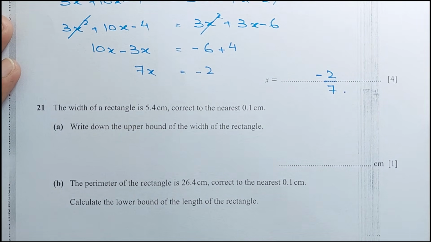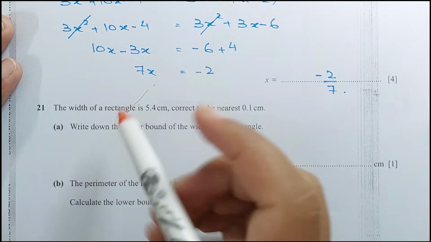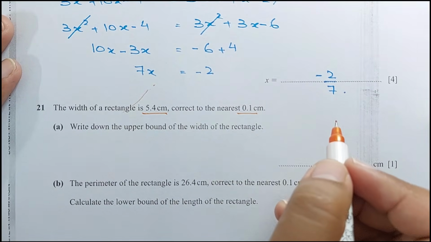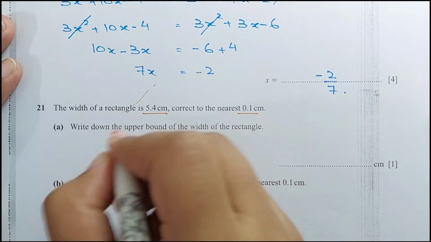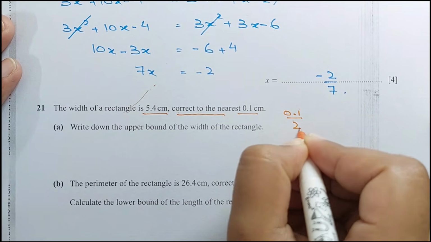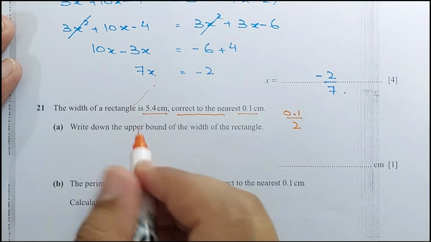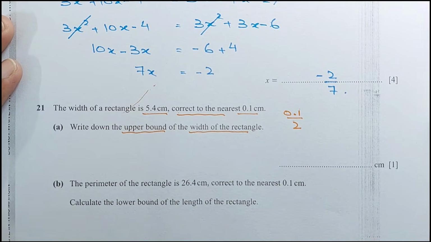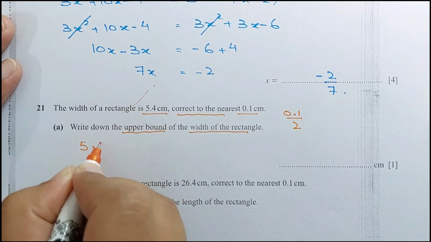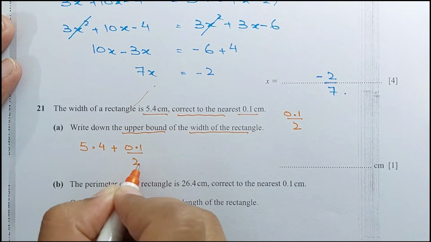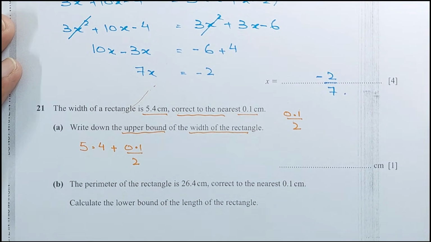Okay, question number 21. The width of a rectangle is 5.4 centimeter, correct to the nearest 0.1 centimeter. Whenever something is correct to the nearest, you have to take that number and divide by 2. Now for part A, write down the upper bound of the width of the rectangle. The width is given, just the upper bound. It means in the width 5.4, you have to add 0.1 divided by 2. For the lower bound, you have to subtract.